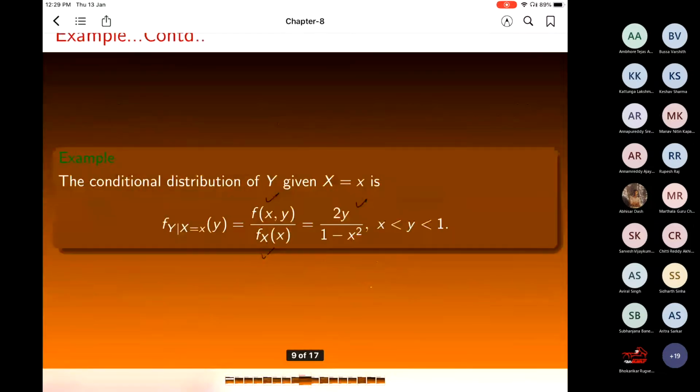So any question till now from any student? Excuse me, sir. Sir, can we use this conditional distribution to directly find the conditional probability?